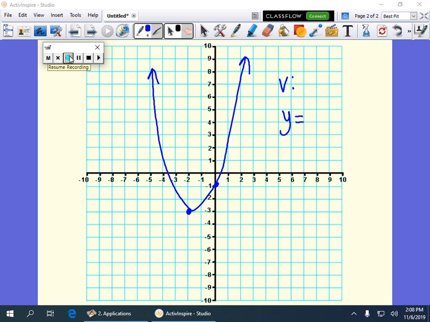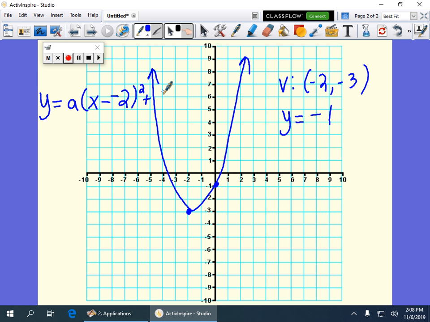The work I saw on most papers was fabulous. What is my vertex? Thank you. What's my y-intercept? Okay. y equals a(x minus negative 2) squared, sorry, undo, minus 3. Okay? That is vertex form. Okay? And now I need to solve for a. So I'm going to sub in for y and for x.